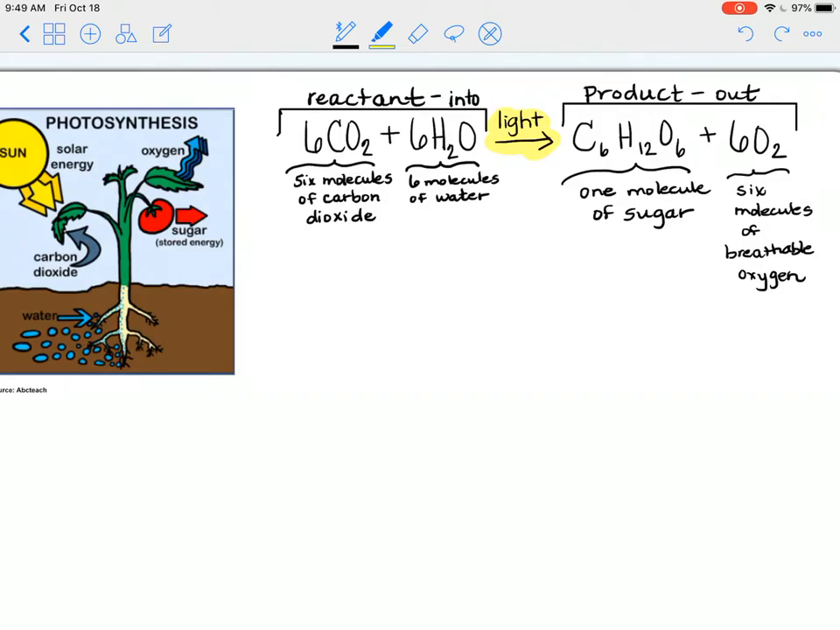So photosynthesis is the name of this formula, and it's showing us how plants use carbon dioxide, water, and sunlight to make food and also to give us breathable oxygen.